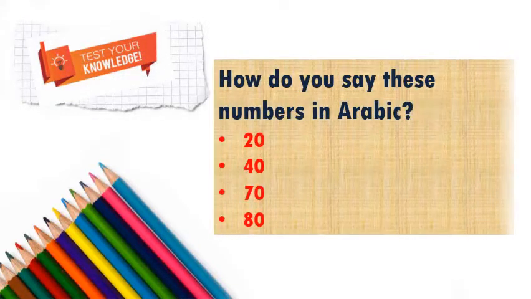You can now test your knowledge. So, here is a question. How do you say these numbers in Arabic? 20, 40, 70 and 80. Okay, so 20, you call it عشرون. Great. What about 40? Yes, great. We call it أربعون. What about 70? Yes, great, it is سبعون. And what about 80? Think. Yes, great, it is ثمانون.